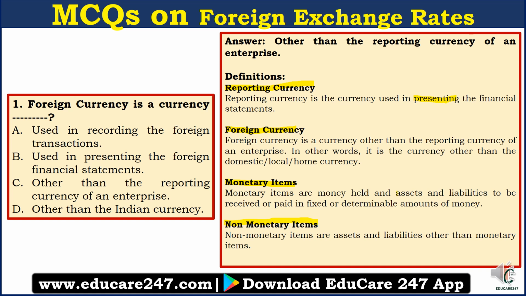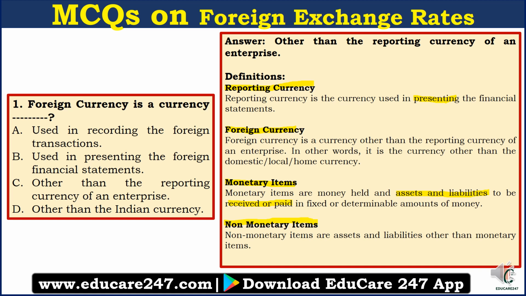So what are monetary items? They are nothing but simply assets and liabilities whose receipt or payment is pending. For example, if I take a loan today, then I have to repay the loan at some time in future, right? So the payment regarding the loan is pending. So loan becomes a monetary item for me.